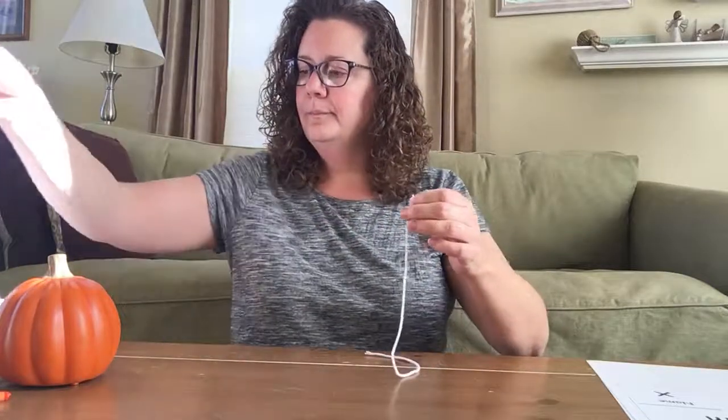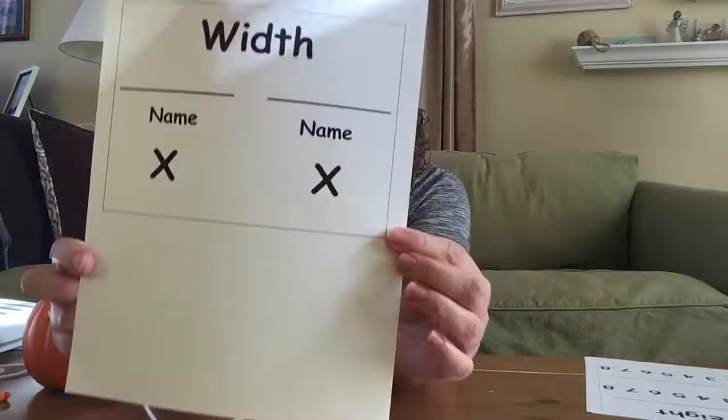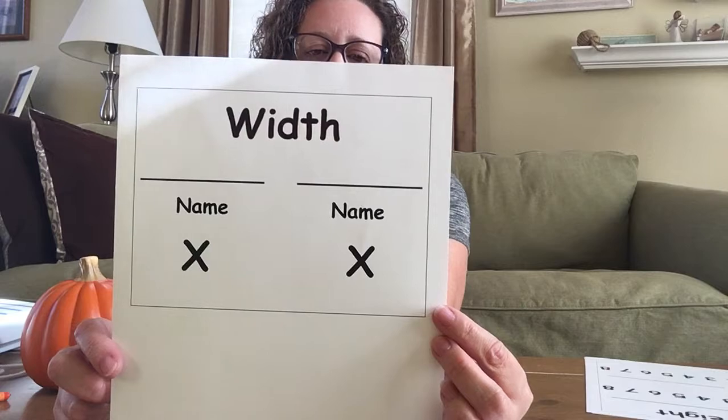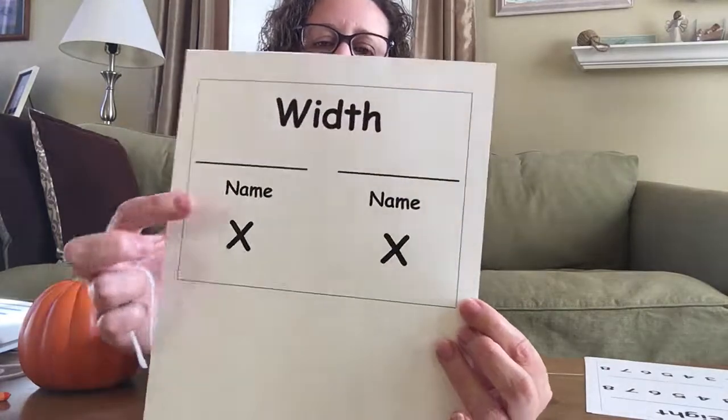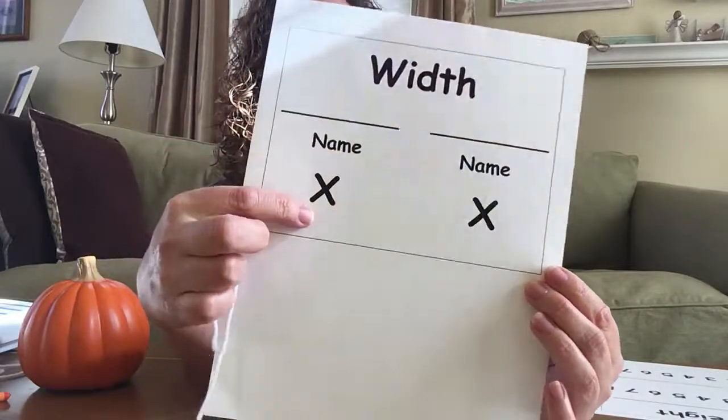Now, what if we have trouble holding our string? What can we do? Ask our partner to help. That's right. So here's the part of your worksheet that's going to measure the width or the circumference. And what I want you to do first is write your name. I forgot to write my name on here.